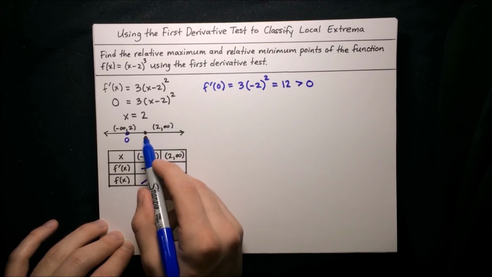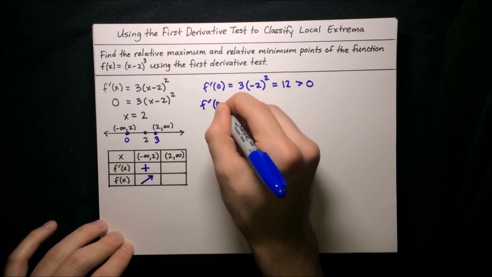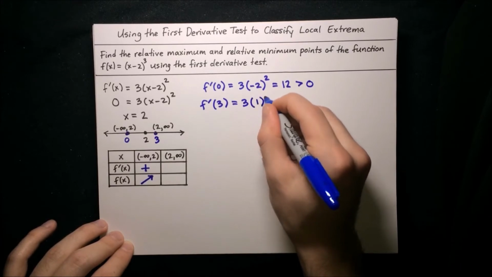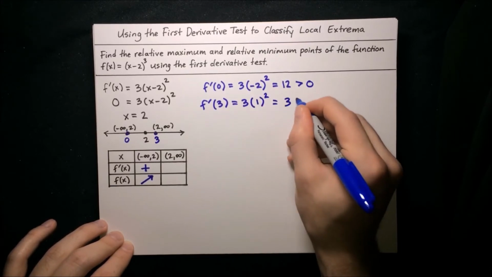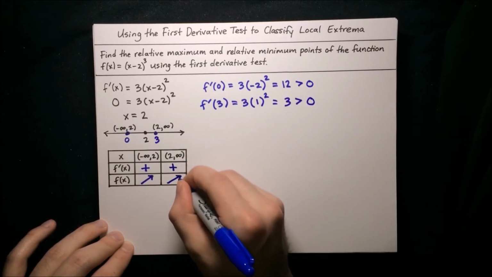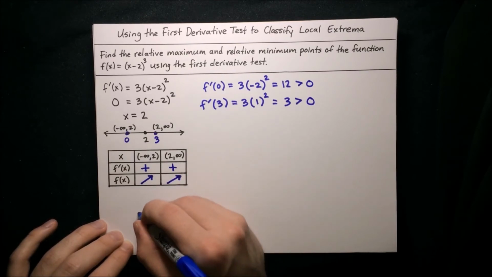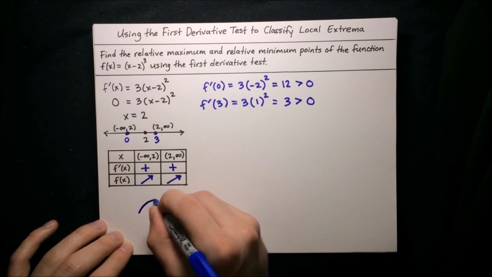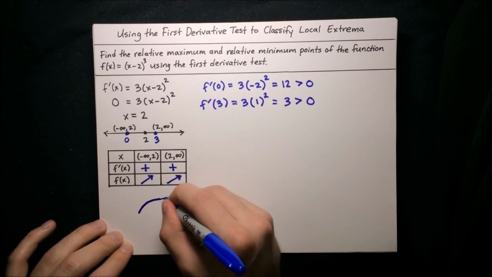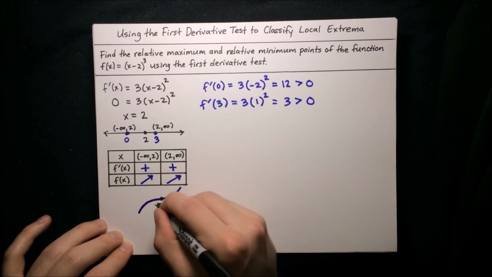We'll do the same thing with the next interval from 2 to positive infinity. Let's just choose a test point, how about 3? And we see that f prime of 3 is equal to 3 times (3 minus 2), which is 1, squared, which is just 3. That's also greater than 0. So the derivative is still positive here, and the function is still increasing here. So if we draw a little sketch of our function, the function is increasing until it gets to x equals 2, and it kind of levels off because its derivative is 0 at x equals 2, but then it continues increasing afterwards.